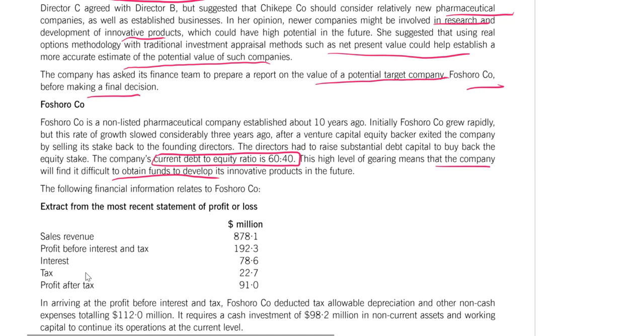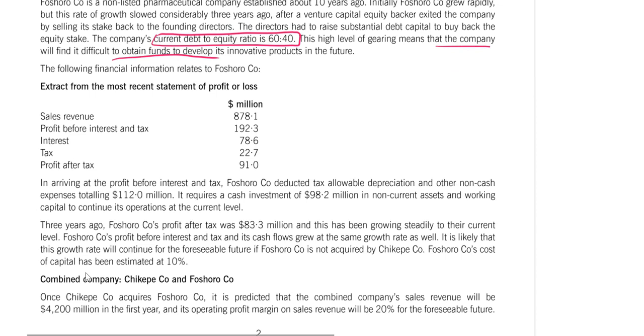Okay, the following financial information relates to F company. Sales revenue, PBIT, interest, tax and profit after tax are given. In arriving at the profit before interest and tax, the company deducted tax allowable depreciation of 112, and its cash investment, capex and working capital, is $98.2 million. 3 years ago, the company profit after tax was 83.3 million, and this has been growing steadily to its current level. The company PBIT and its cash flow grew at the same rate as well. It is likely that this growth rate will continue for the foreseeable future. The company cost of capital is 10%.